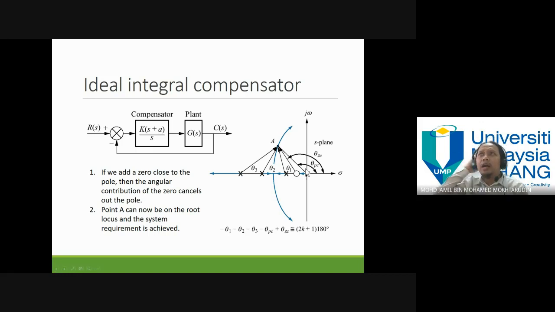So why don't we just put S plus zero? If you add S plus zero, basically you just add K again, okay? So we don't want to add K again. We only want to add something else so that the root locus will change in shape, okay? Or change slightly, okay?